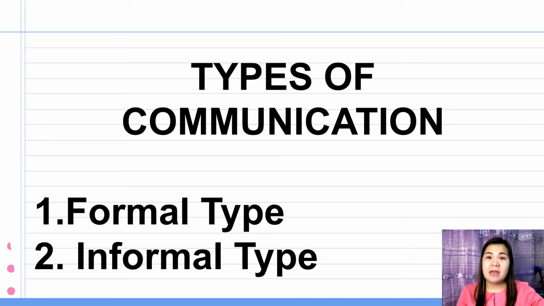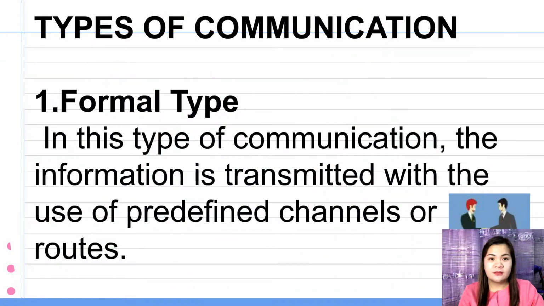We have two types of communication. First one is the formal type, and the second one is the informal type. The first type of communication is the formal type. In this type of communication, the information is transmitted with the use of predefined channels. It is very common in educational settings, workplace, and business meetings. Examples of this type are as follows: classroom lectures, speeches, and meeting presentations.